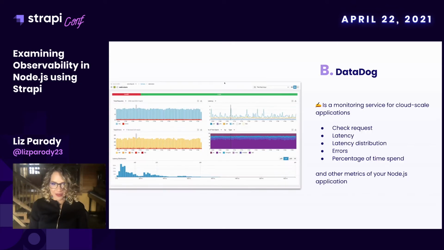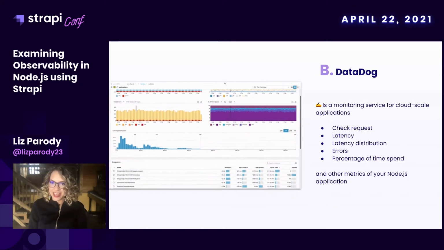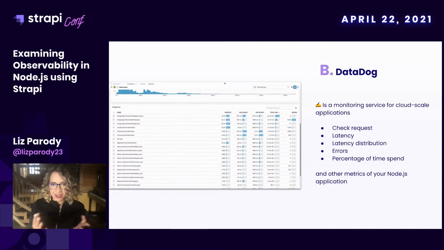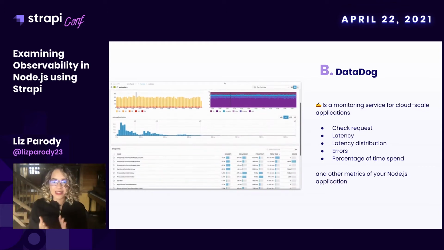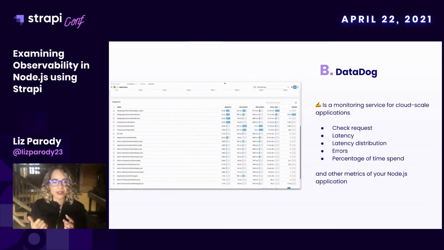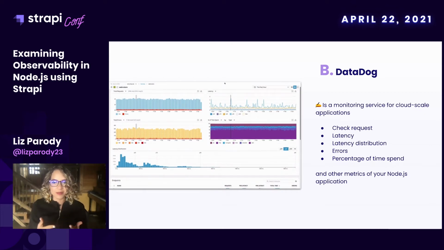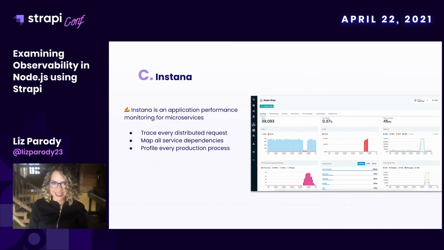The next one is Datadog. Datadog is a monitoring service for cloud-scale applications, providing monitoring of servers, databases, tools, and services through a SaaS-based data analytics platform. With Datadog, you can check requests, latency distributions, errors, percentage of time spent, and other metrics of your Node.js applications, as you can see here. The next one is Instana. Instana is an application performance monitor, APM, for microservices. It lets you manage the performance of your applications in real time and see every detail about the inner workings and inner dependencies of your application services. We can see some metrics like calls, error rates, mean latency, top services, processing times, and others.